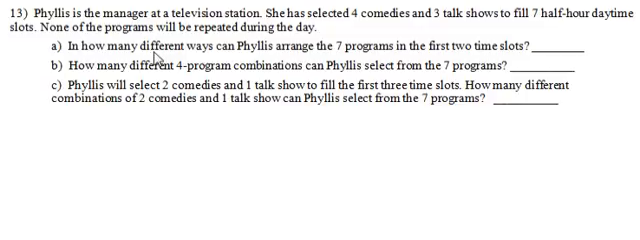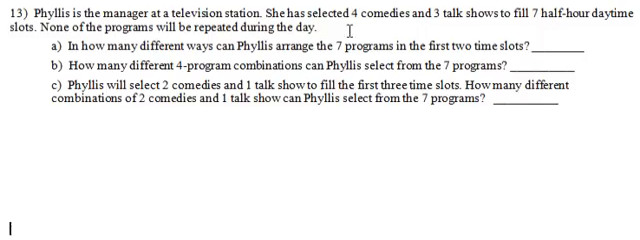It says, in how many different ways can Phyllis arrange the 7 programs in the first 2 time slots? Well, we have 2 different time slots, and we're looking at a total of 7 programs. So if we only have 2 slots, slot number 1, slot number 2, we have 7 different shows, 4 comedies, 3 talk shows. So we're going to choose first out of 7. Now one's gone, then we're going to choose out of 6. 7 times 6 equals 42. So that's all you do for part A.